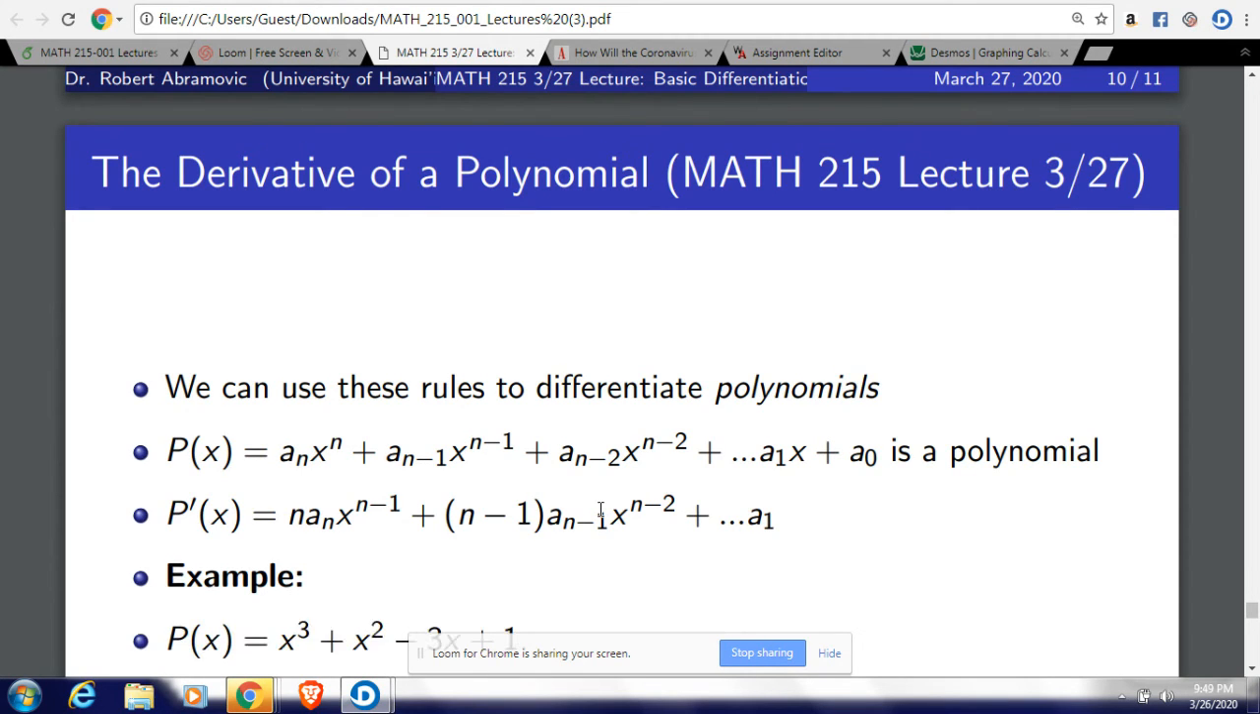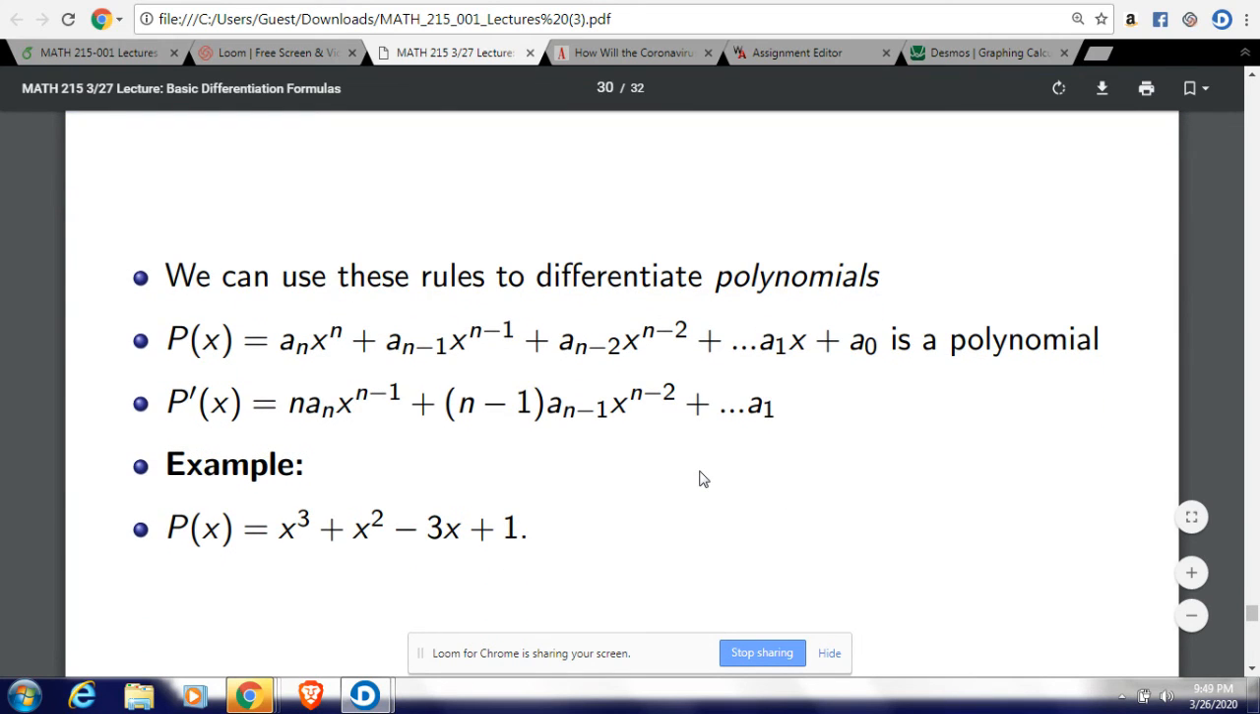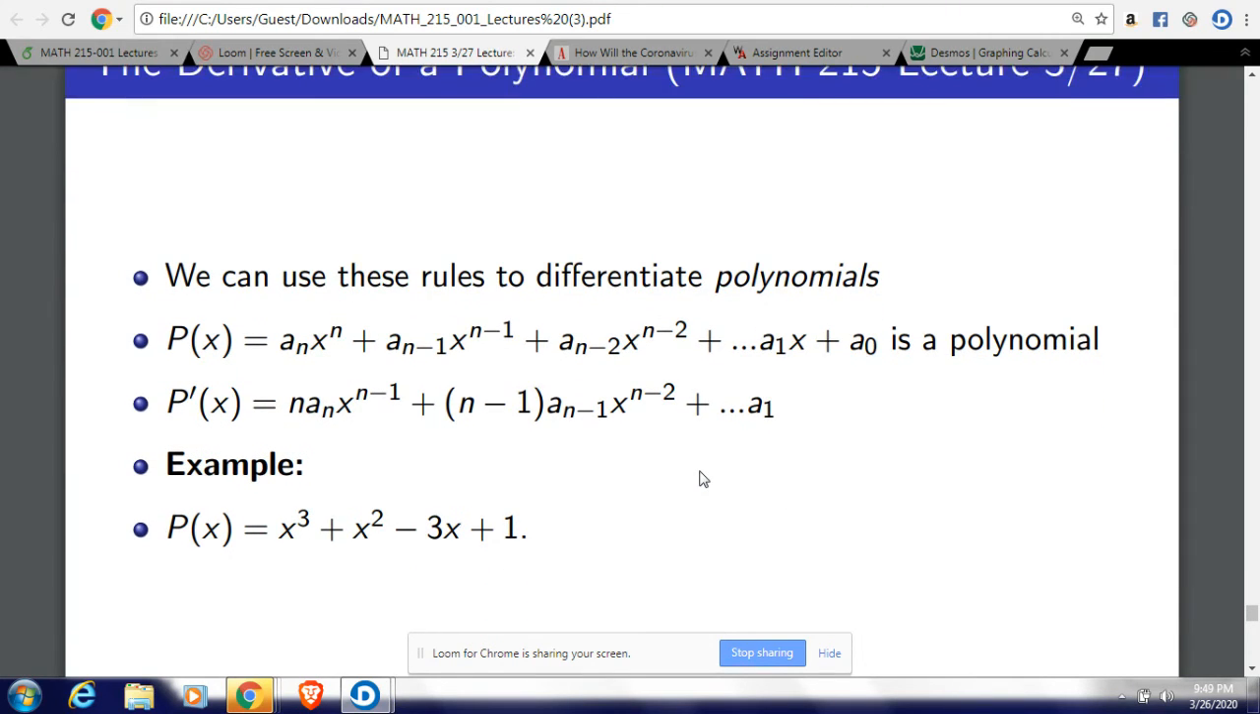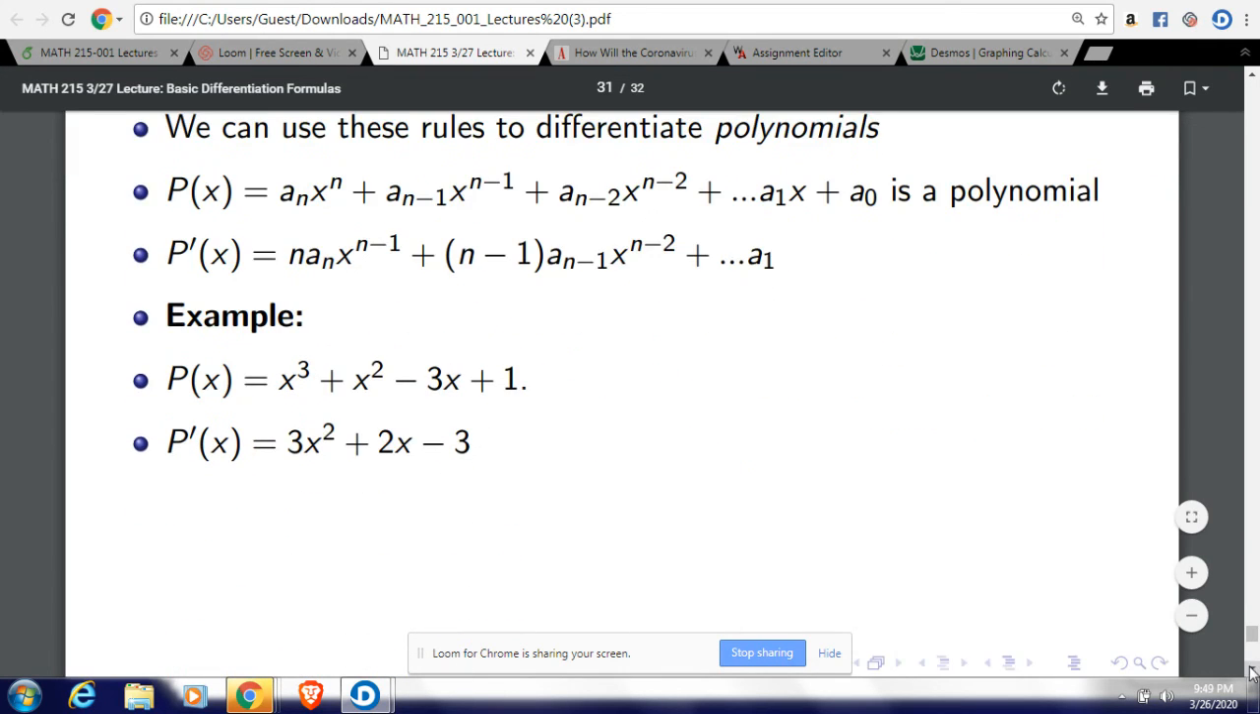So here's an example. Let's say we were asked to differentiate the function x cubed plus x squared minus 3x plus 1. In that case, the derivative of that function would be 3x squared plus 2x minus 3. This 3 comes down, you subtract 1 from the exponent. That's what the power rule says. 3 comes down, and you replace the exponent with the exponent minus 1. 2 comes down, you replace the exponent with the exponent minus 1. And the derivative of minus 3x plus 1 is just minus 3.